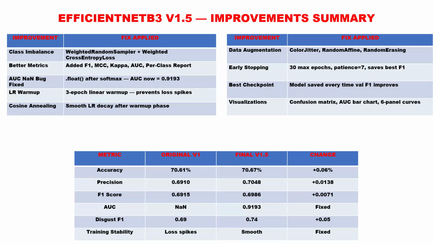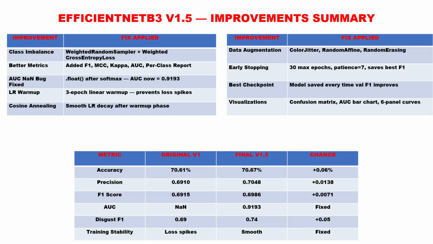To minimize that class imbalance, we have used a weighted random sampler and weighted cross entropy loss. For better metrics we have used F1, MCC, kappa, AUC, and a per class report. During initial training the AUC was not showing at first. Then after we used dot float after softmax, the AUC came. We have also used learning rate warm up, which prevents loss spikes, and different data augmentation techniques.